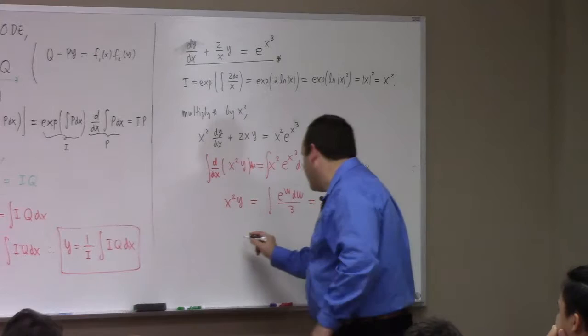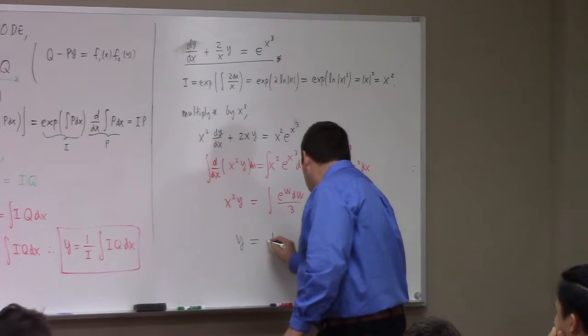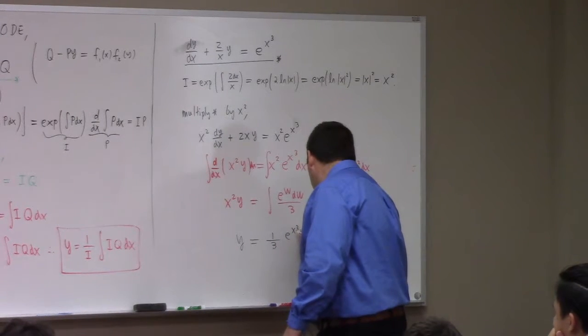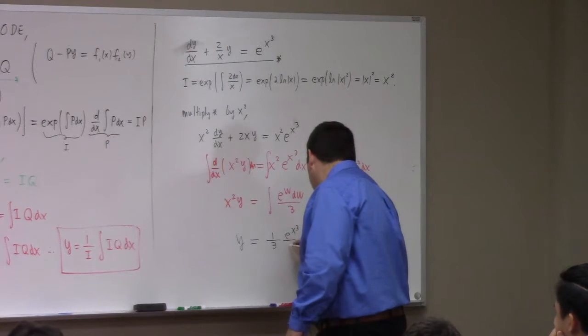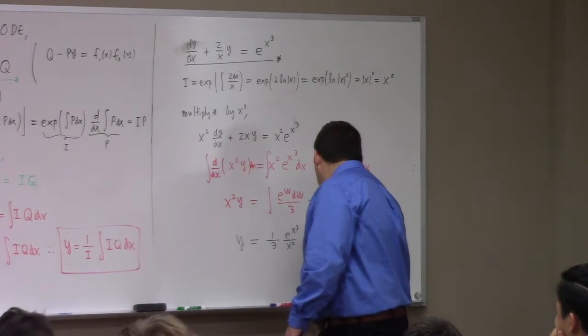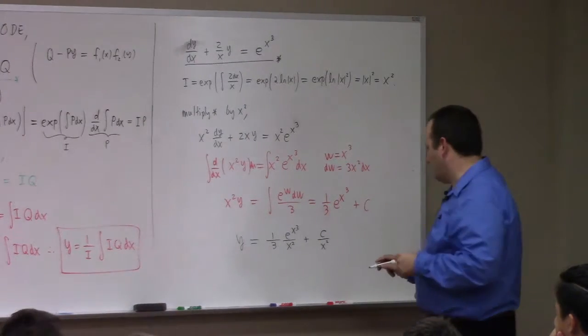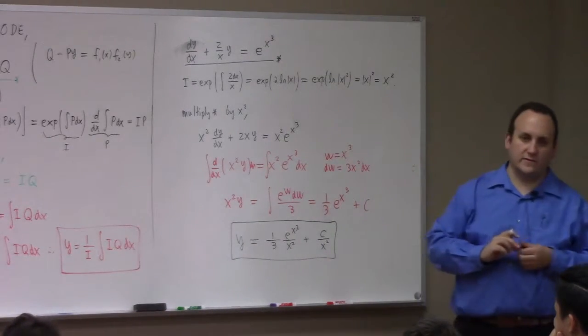And then y, solving for the explicit solution, is one third e to the x cubed, and so on. Well, fine. So there's the solution.